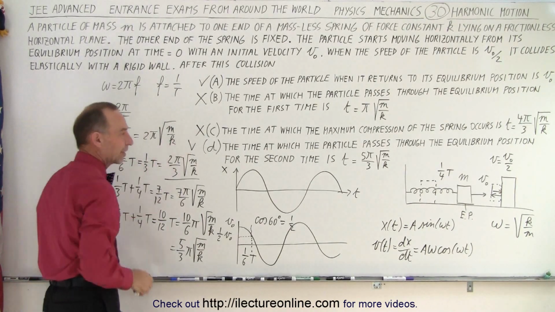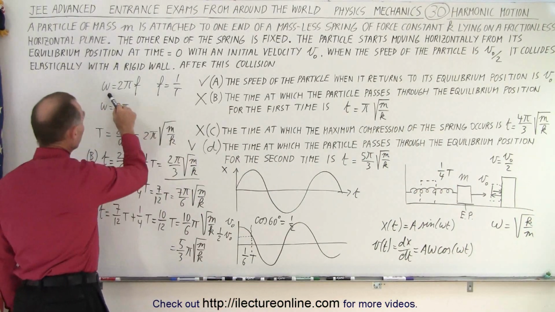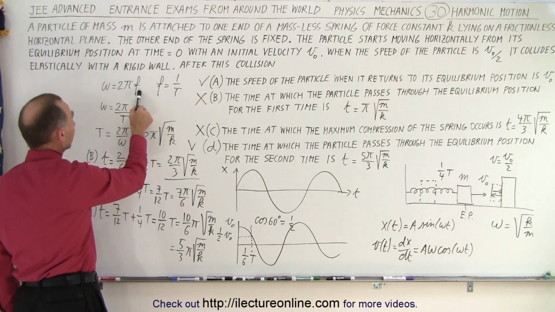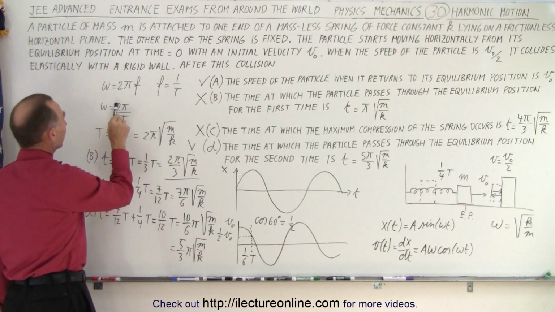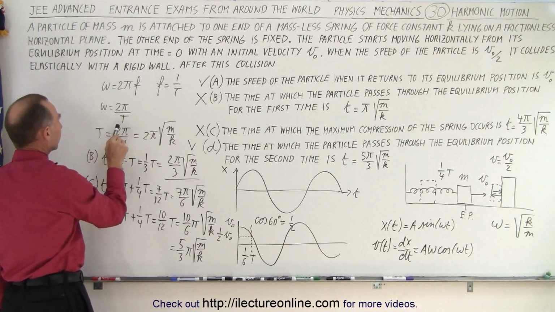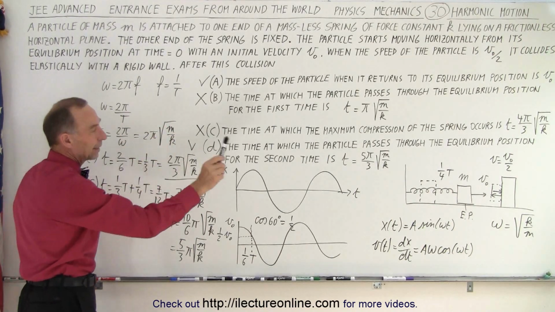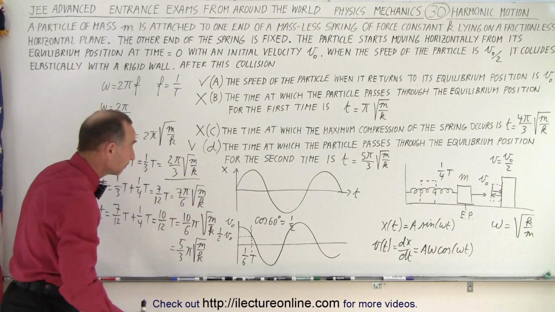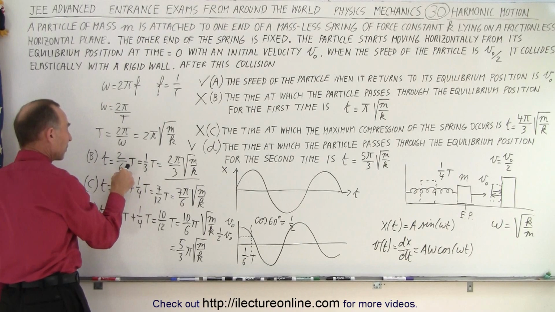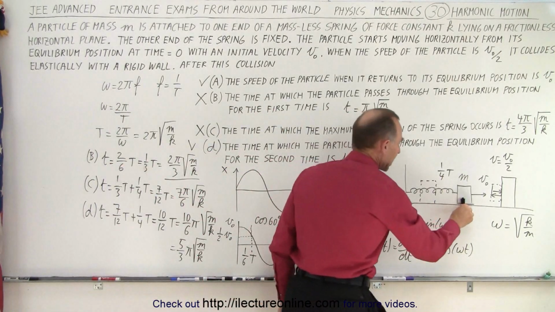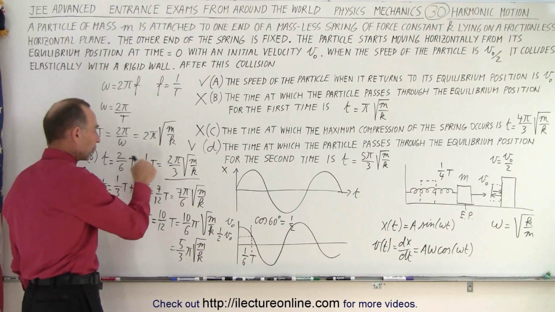The period can be figured out by saying that omega is equal to the square root of k over m. The relationship between omega and frequency is that frequency can also be written as 1 over the period. And omega is therefore 2 pi over the period, or the period is equal to 2 pi over omega, which is 2 pi times the square root of m over k, the inverse of omega, because it's 1 over omega. Then we figure out how much time it takes in terms of periods to go from here to here and back. That is 2/6 of a period, or 1/3 of a period.